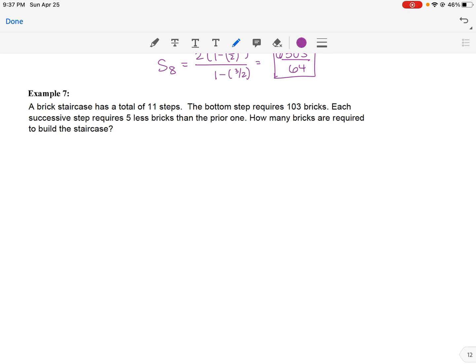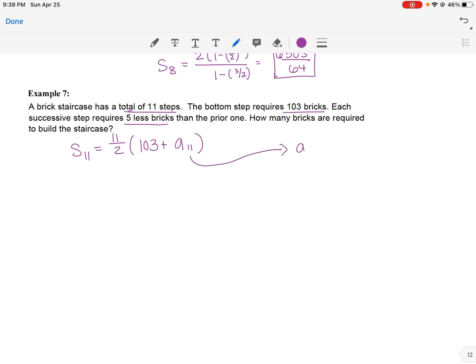Okay, one last one. A brick staircase has a total of 11 steps. The bottom requires 103 bricks. Each consecutive step requires 5 fewer bricks than the prior one. So this one we know we're going to sum 11 steps together, right? So we're going to have 11 divided by 2. Our first step, the bottom step, has 103 bricks, plus... the problem is I don't know what the 11th term is.